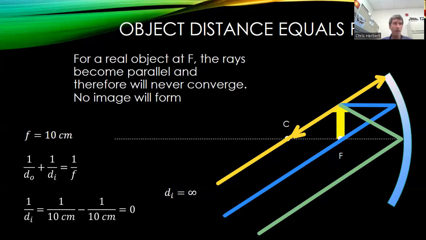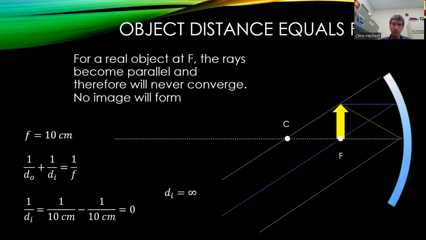But parallel lines, no matter how far you go, will never intersect. It's actually one of the tests for parallel lines. So no matter how far I travel, I will never come to an image, because the image is at an infinite distance. So no image here. If you had placed an object there, you would never form an image. You'd never see anything.